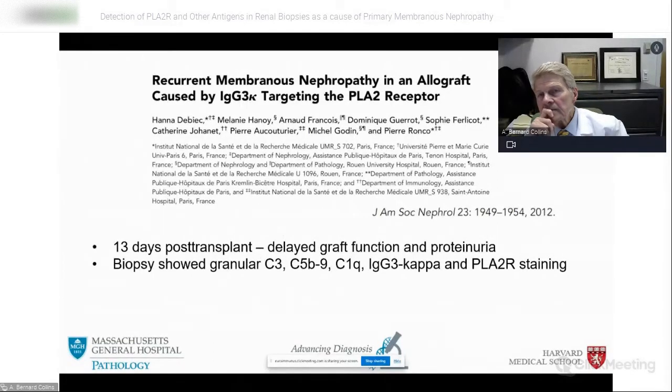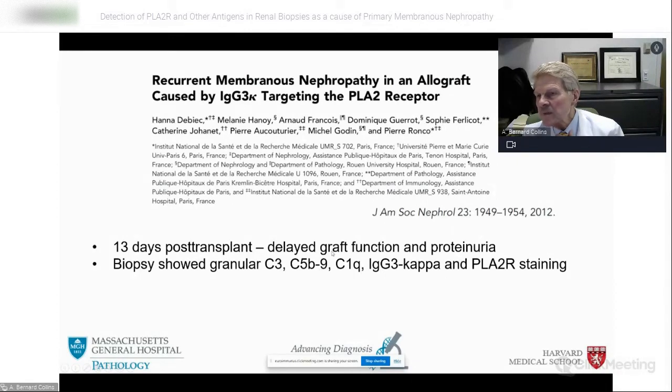The other interesting finding that has been reported in the literature was from France and Germany, and it shows recurrent membranous in an allograft caused by IgG3 kappa restricted antibody that targets the PLA2R receptor. The patient had recurrence 13 days post-transplant. The indication for the biopsy was delayed graft function and proteinuria, and the biopsy showed granular C3, and what's interesting is it had very striking C5b9 and C1q.